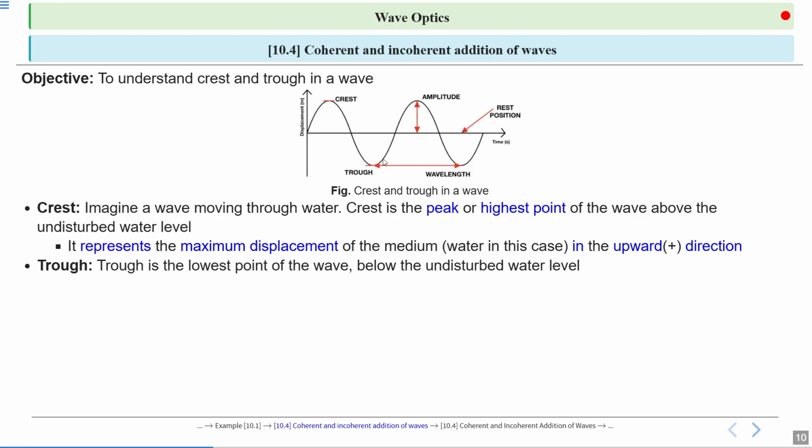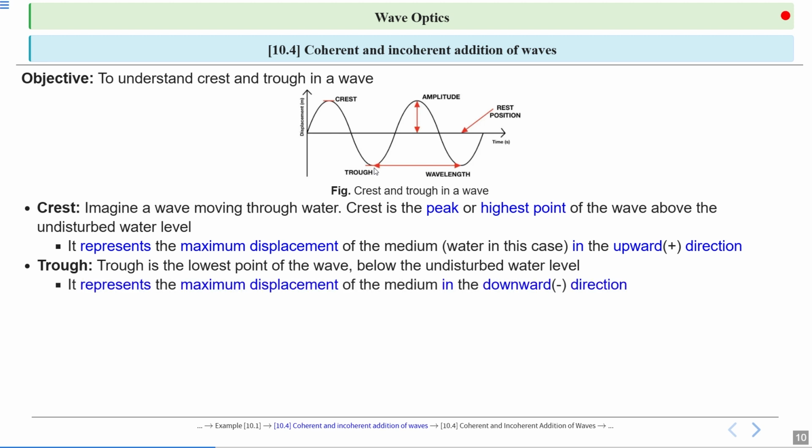And what is a trough? It is the lowest point of the wave, below the undisturbed water level. It represents the maximum displacement of the medium in the downward direction, that is, the negative direction.